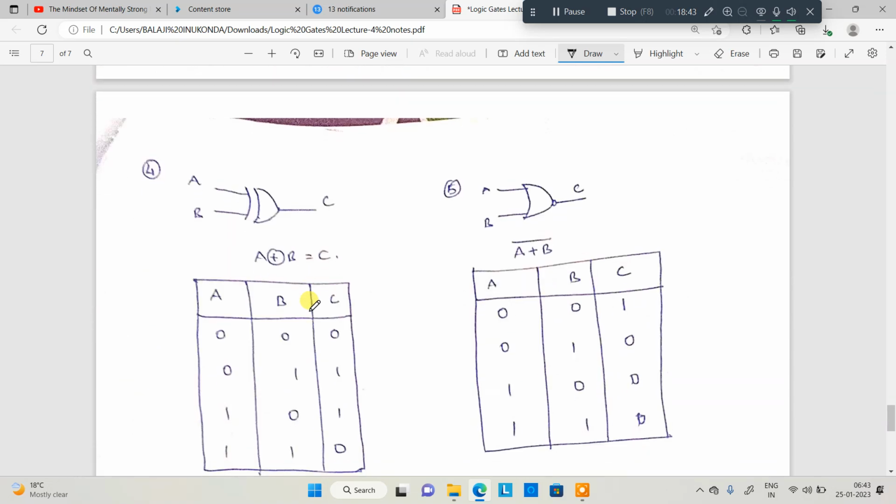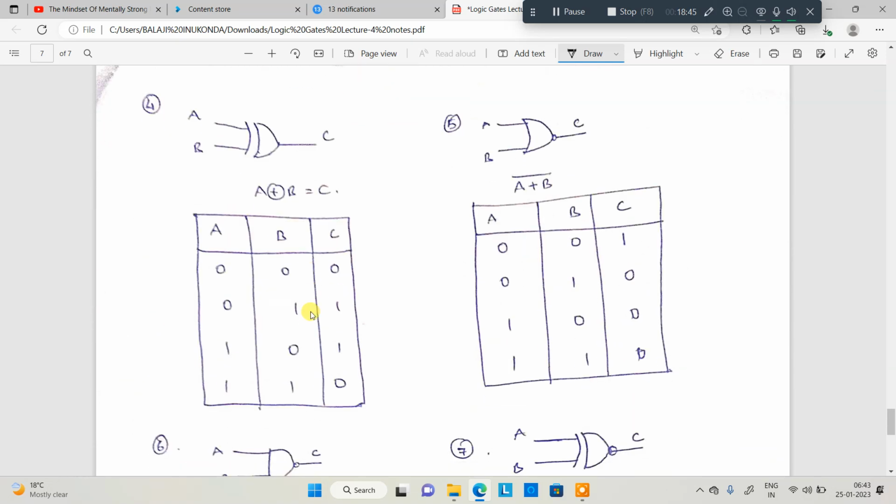Coming to the exclusive OR gate, in the exclusive OR gate, only when both the inputs are different will the output be 1. In all other cases, that means when the inputs are the same, the output will be 0. That is called the exclusive OR gate. The exclusive OR gate is also called a comparator. It compares the inputs, and when both the inputs are different, the output will be 1. That is why it is called a comparator.